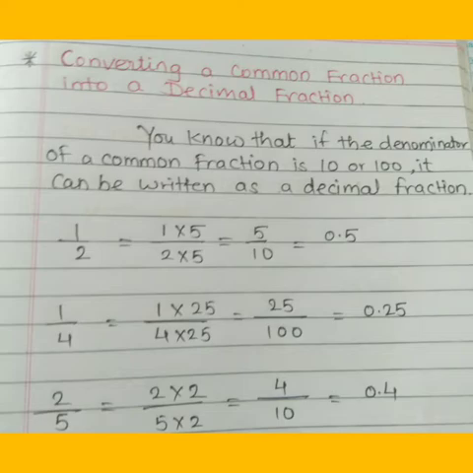It's a decimal fraction. 1 by 4, we have to convert this common fraction into a decimal fraction. We have to multiply the numerator and the denominator of 1 by 4 by 25. So 1 into 25 is equal to 25. 4 into 25 is equal to 100. So divide this 25 by 100. So we get the answer 0.25. It's a decimal fraction.